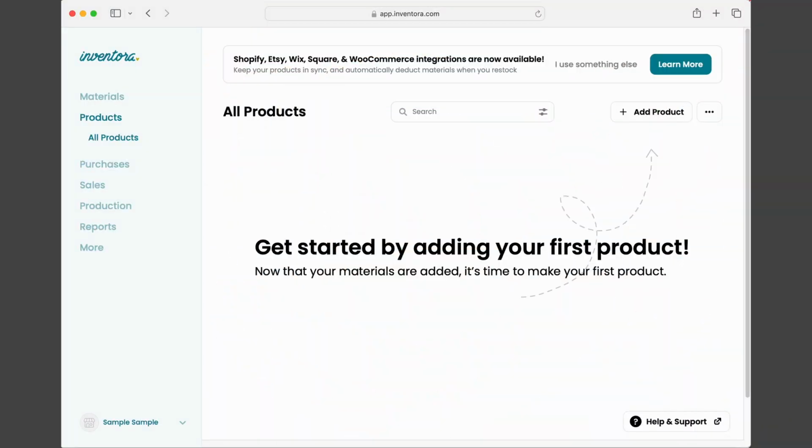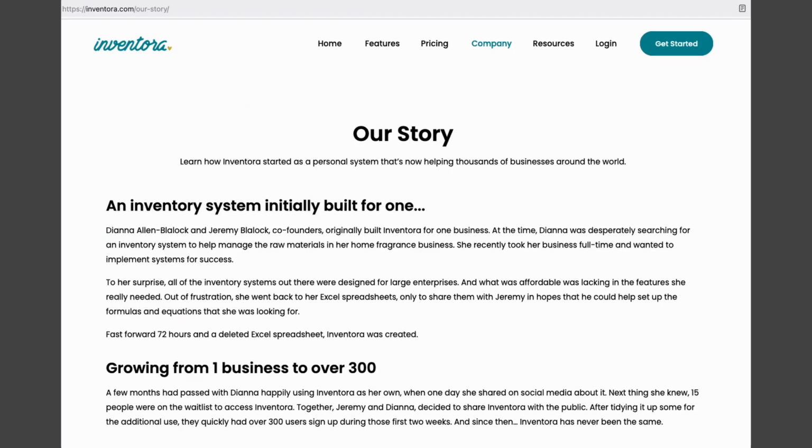I want to begin with Inventora because that is where the rabbit hole began. By the way, if you didn't know, Inventora was started by Diana, who had a little fragrance business at home and got tired of spreadsheets and decided to go look for an online alternative to keeping track of inventory.